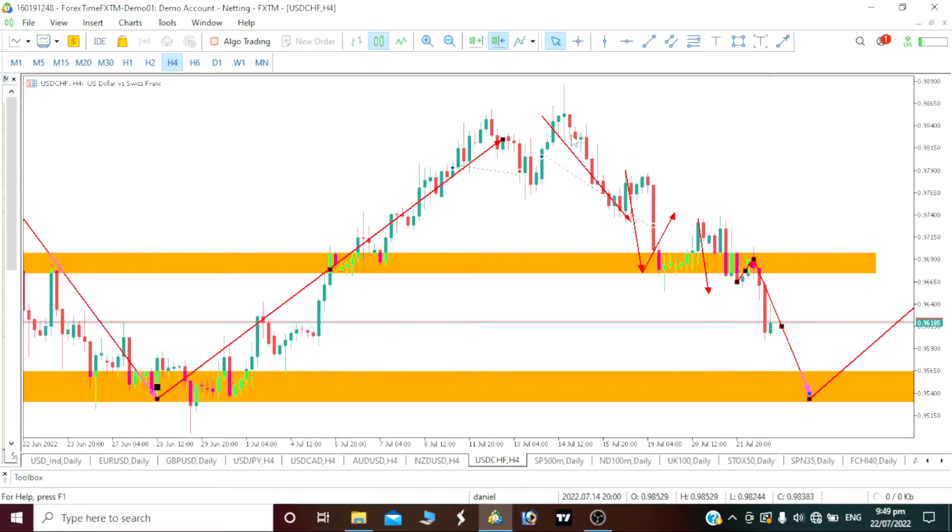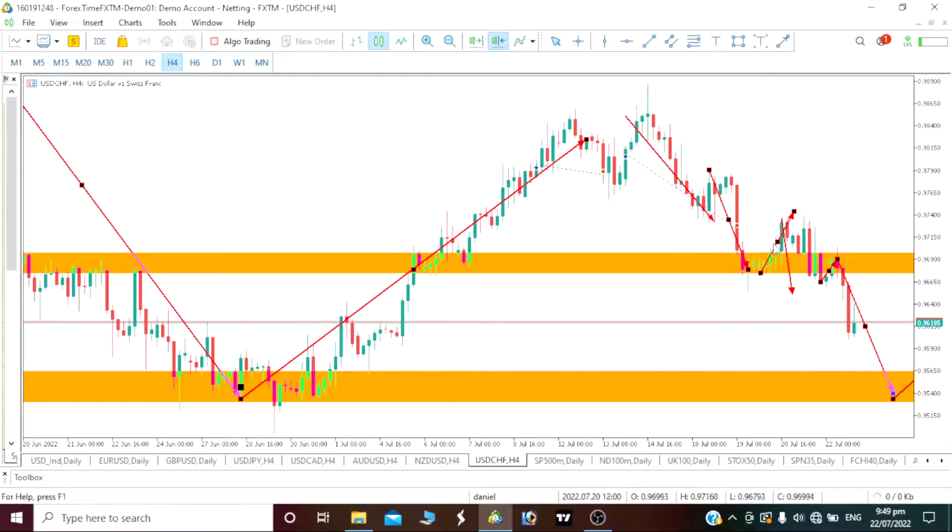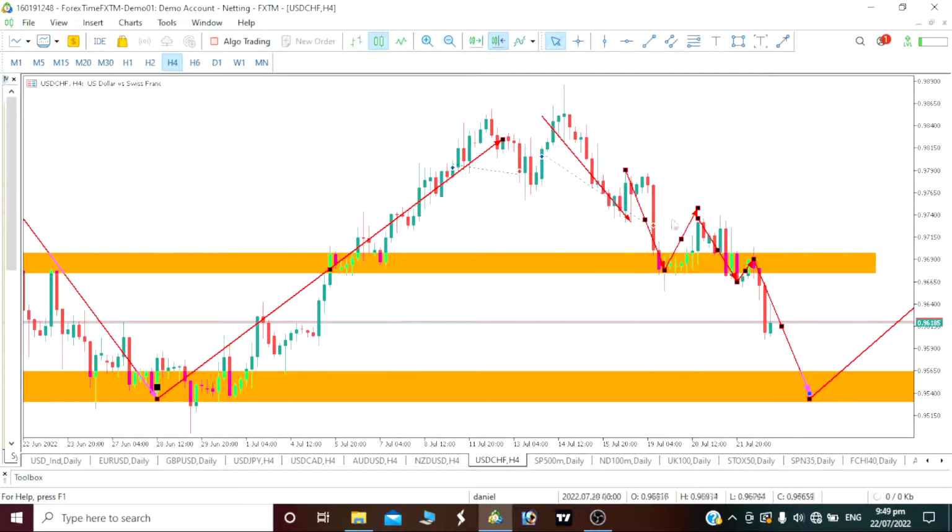You can see for a retracement, we add another fall again. Now we have gotten a retracement here. We add another fall here. We add the retracement, another fall again. So we will continue to see that fall again.